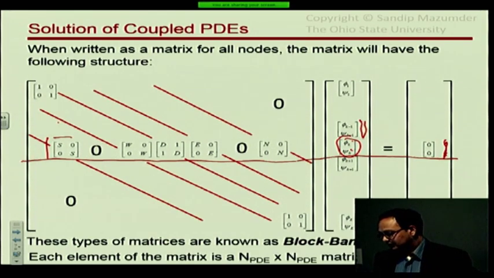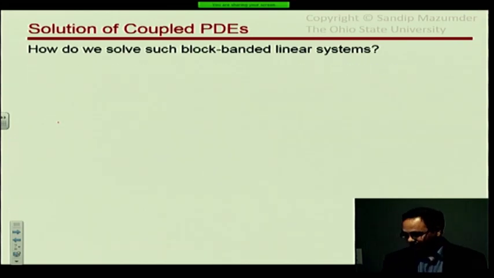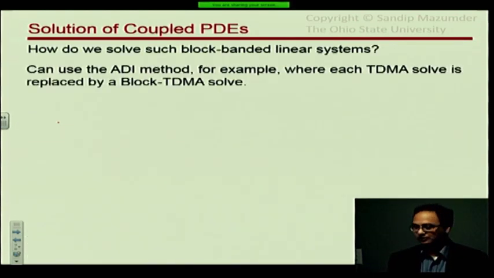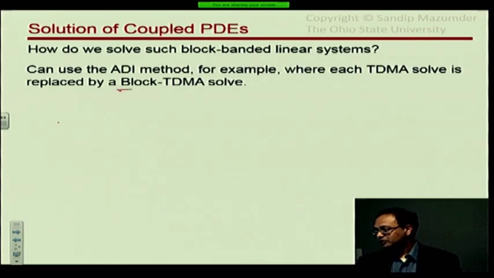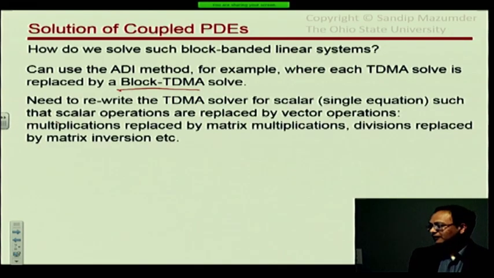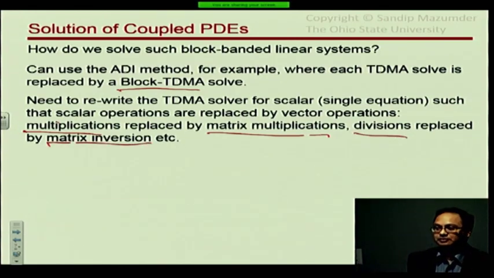So this is what I was just talking about. So how do we solve such systems? That's, of course, a pretty tough or advanced topic, but I'll give you a simple example. One method, at least for a structured mesh like this, if you have a banded system like that, you can still use the ADI method. How do you do it? Well, you use what's called a block TDMA solve. Instead of the tridiagonal solver that you have been using, you rewrite it in such a way that all the multiplications get replaced by matrix multiplications, and all the divisions get replaced by matrix inversions. And what you then have is a block TDMA solver.